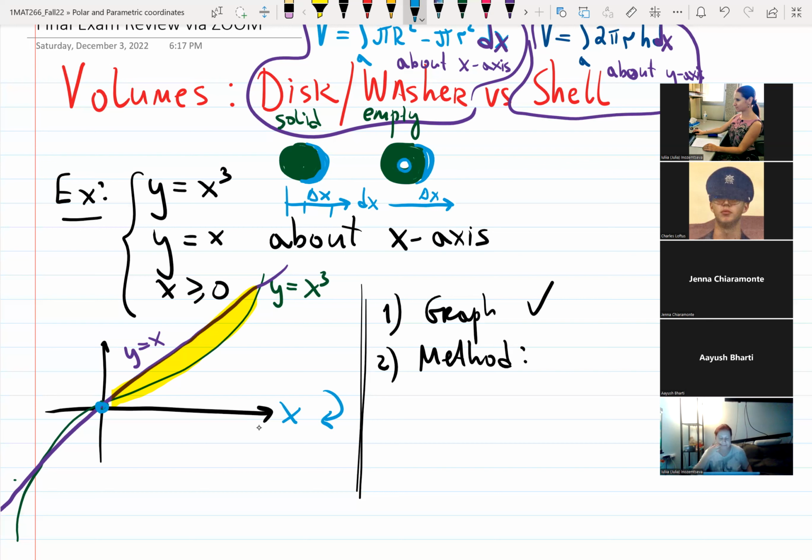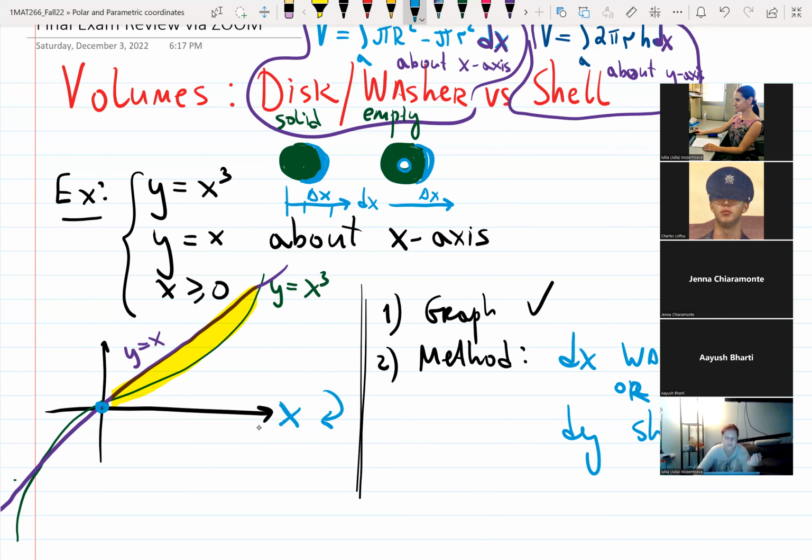For shell, it's different. So we're rotating about the x-axis. That means it will be dx for washer or dy for shell. And again, most cases can actually be done both ways, and the answer should be the same. We had this example in one of the quizzes.